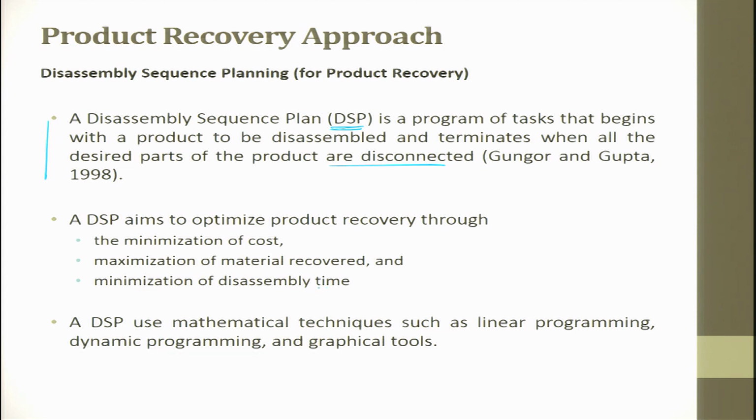A DSP aims to optimize product recovery through the minimization of cost, maximization of material recovery and minimization of disassembly time. One is cost, another is time, and then material recovery. These are the constraints we use, not the techniques. A DSP uses mathematical techniques such as linear programming, dynamic programming and graphical tools for doing it.